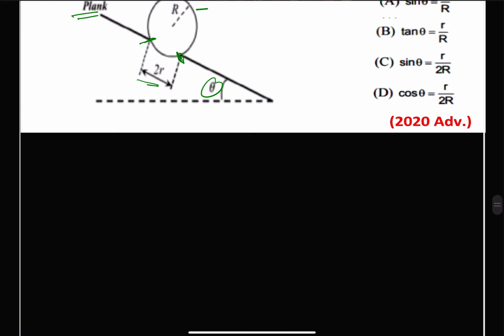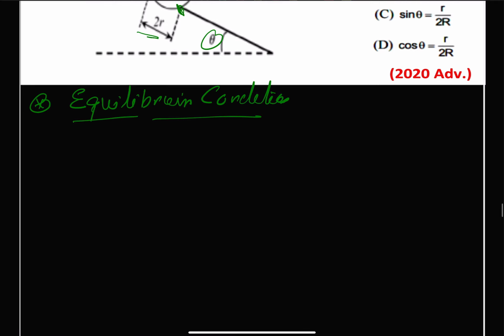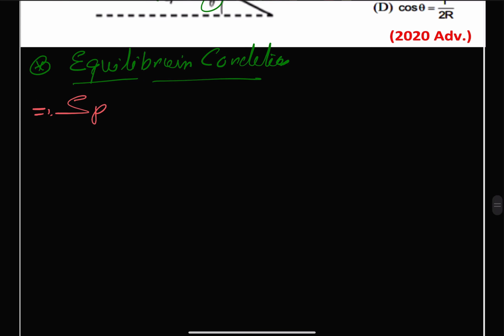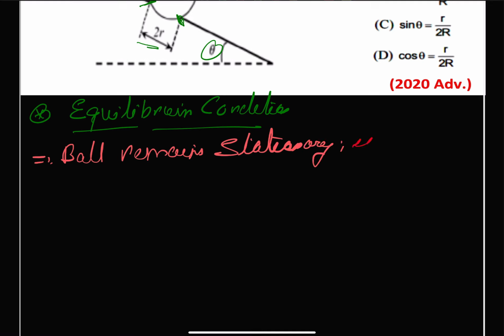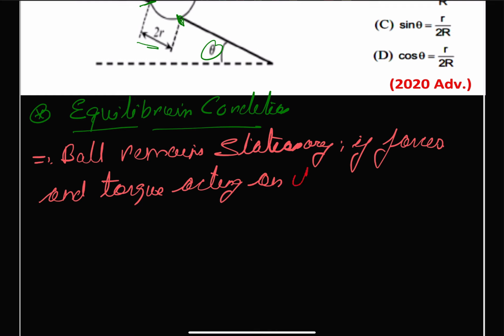So we can say the equilibrium condition: the sphere, or ball, or football, let me call this a ball, remains stationary if the forces and torque acting on it balance.